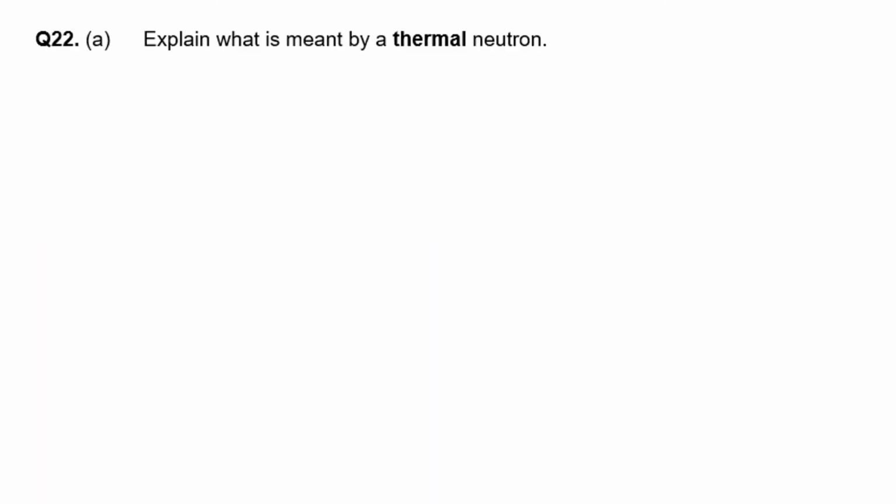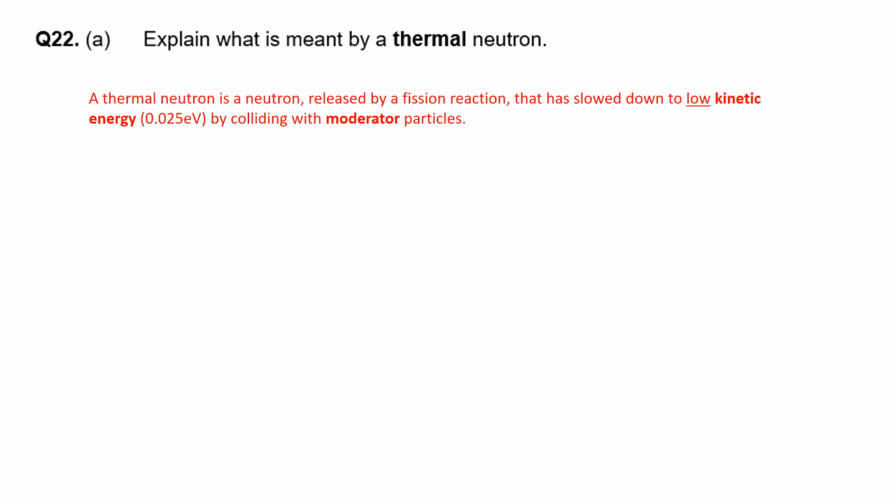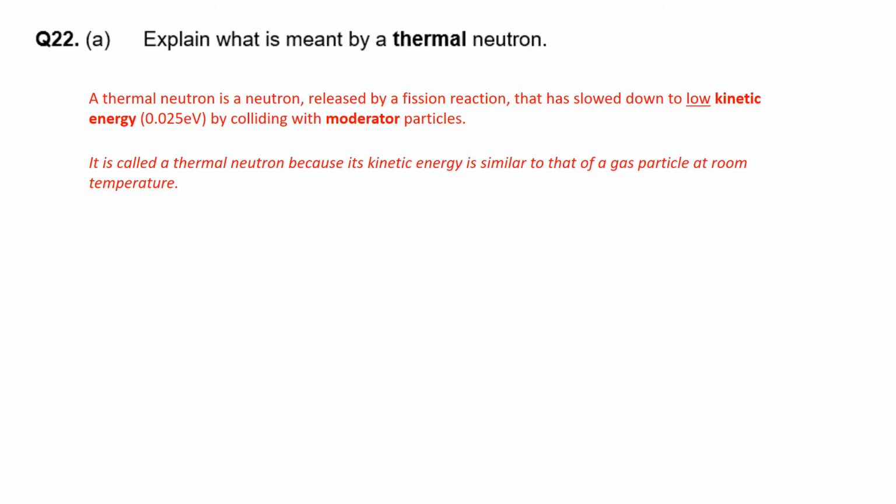Okay, so moving on to a bit of nuclear fission. So explain what is meant by thermal neutron. So a thermal neutron is when a neutron that's been released from a fission reaction has slowed down to low kinetic energy by colliding with the moderator. And there is a typical value for this, 0.025 electron volts. And the reason they're called thermal neutrons is because this is roughly how much energy a gas particle has at room temperature.